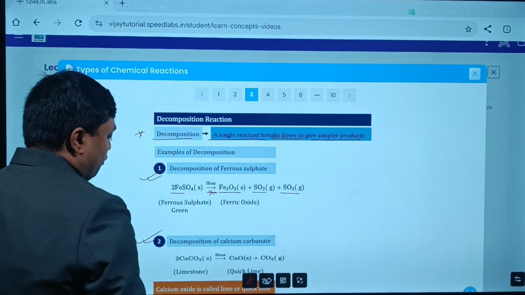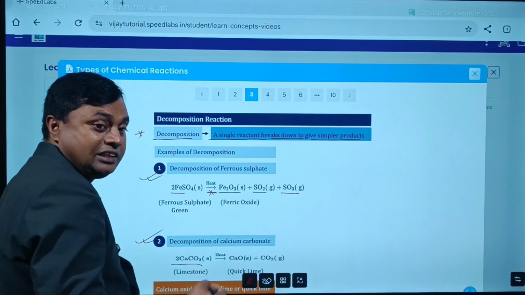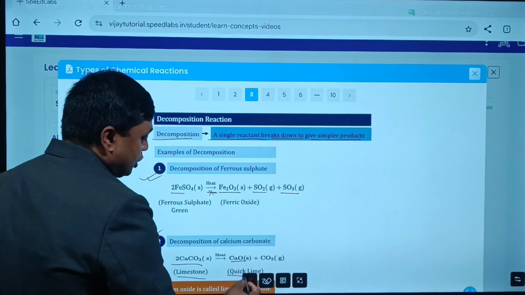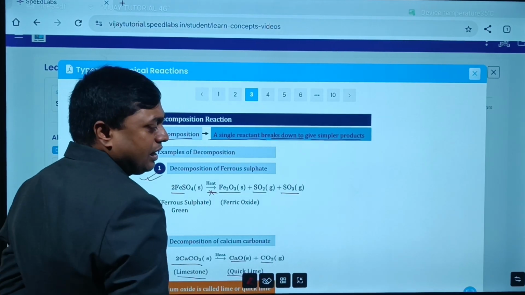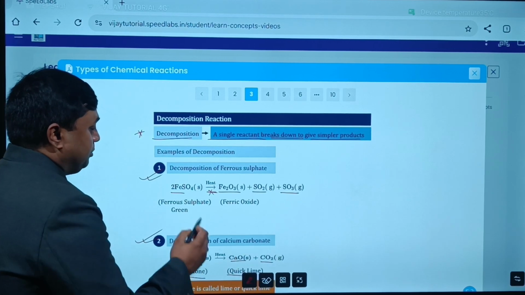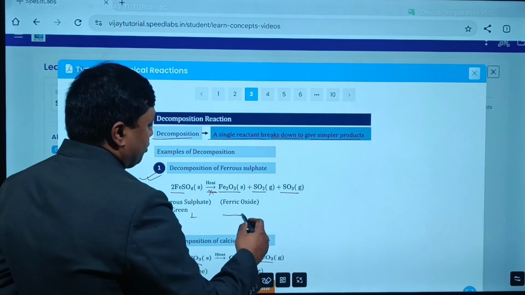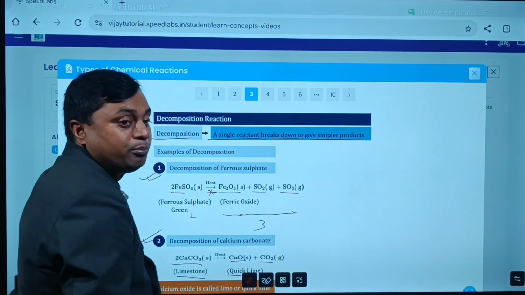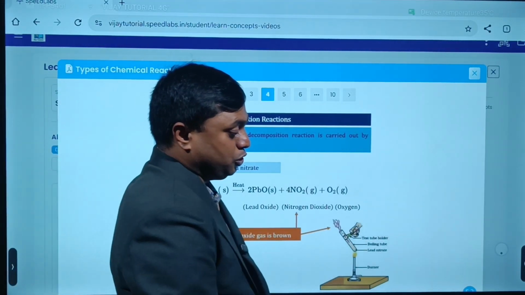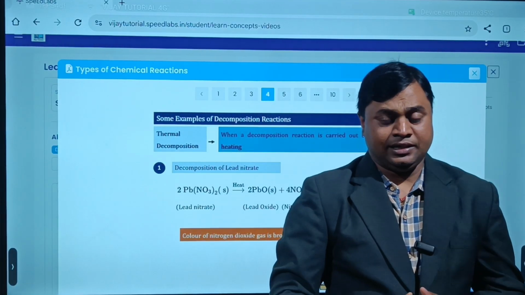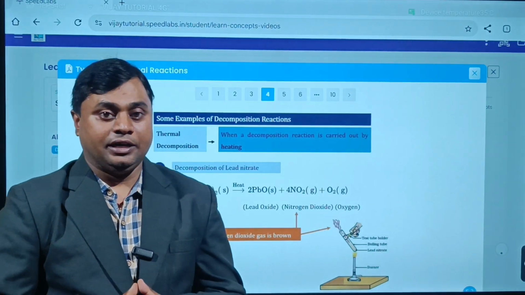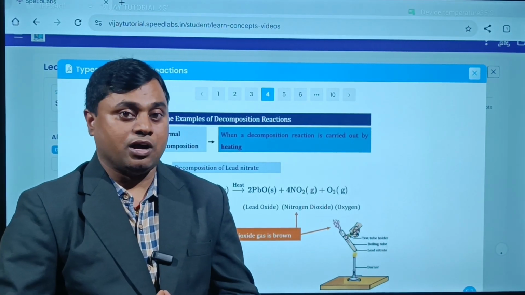Okay, similarly decomposition of calcium carbonate. Calcium carbonate is CaCO3, also called limestone. Once you heat, you will get calcium oxide, which is quicklime, plus carbon dioxide. Gas is formed. So we can clearly see one reactant and two products. Similarly here, one reactant and there are three products. Yes or no? So this is a decomposition reaction example. We have different types of decomposition, especially three types: thermal decomposition, electrolytic decomposition and photochemical decomposition. This question may also be asked for 3 marks.